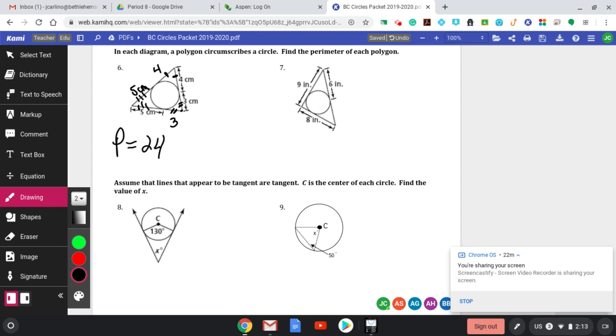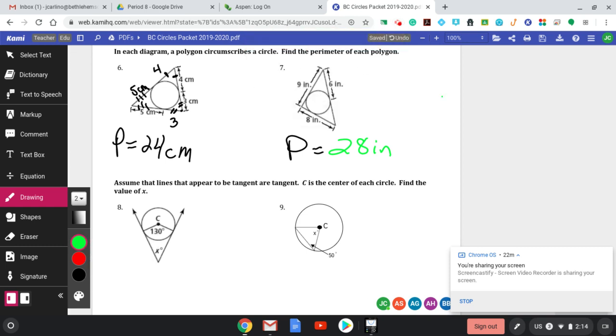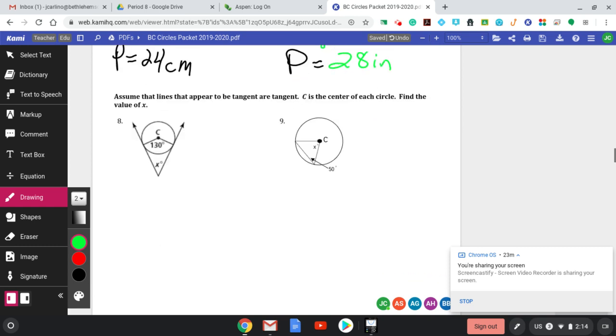Okay, you guys go ahead and work on number 7 right now. See what you come up with. Okay, so hopefully you guys got 28 inches after you went all the way around, because you had to go, if this piece is 6, that's 6. The whole thing was 9, 3 and 3, 5 and 5. All right, last couple.